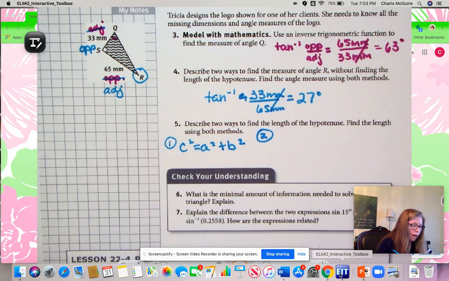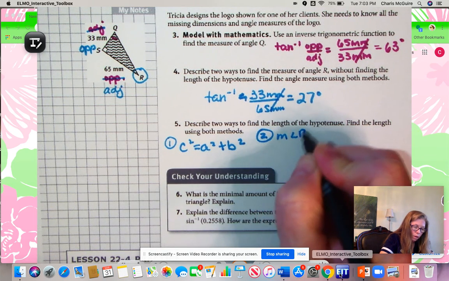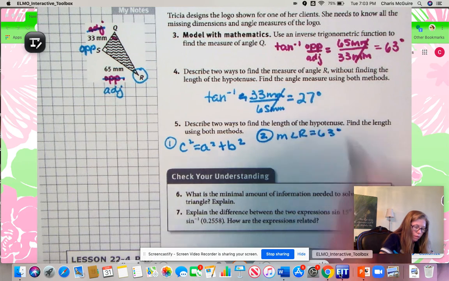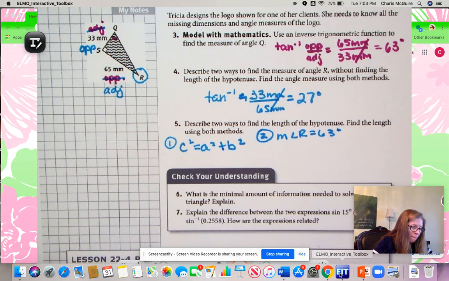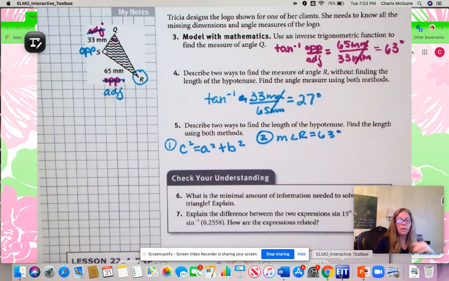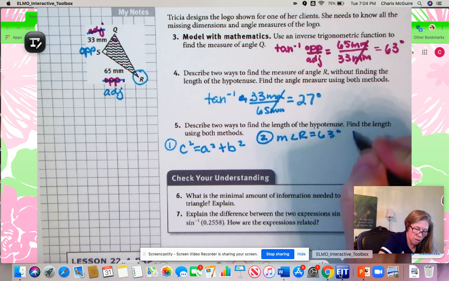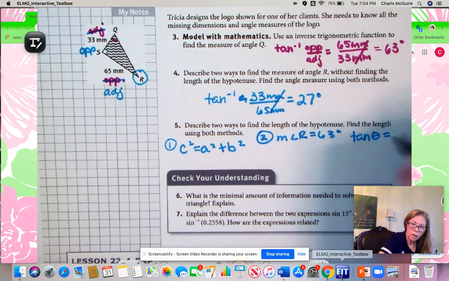Well, let's decide on an angle measurement to work with. It doesn't make a difference. Why don't we go ahead and just use the measurement of angle R as 63 degrees. So we'll focus on angle R. And then we are given the 33 and the 65. So again, we are working with tangent, right? Now we're not going to use the inverse this time because inverse is just when you're finding the angle. We're going to go ahead and use our tangent function. So the tangent of an angle equals the opposite over the adjacent.